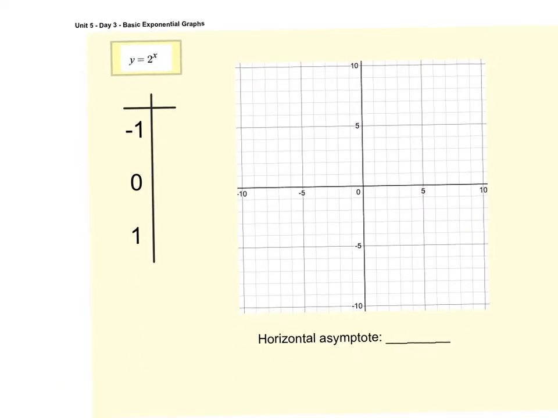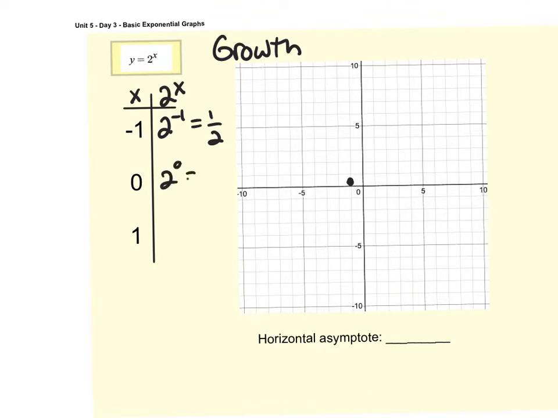Here we go. We're going to graph 2 to the x. 2 to the x is growth. As x's get big, our graph should get bigger. So let's put x and 2 to the x, and then we'll graph 2 to the negative 1, which is 1/2. So negative 1, 1/2. Oh, this graph is tiny. 2 to the 0, anything to the 0 power is equal to 1. And 2 to the first is equal to 2. Okay. Now, I'm going to add some numbers here. 2 squared is 4, and 2 to the third is 8. So we're going to continue to double.